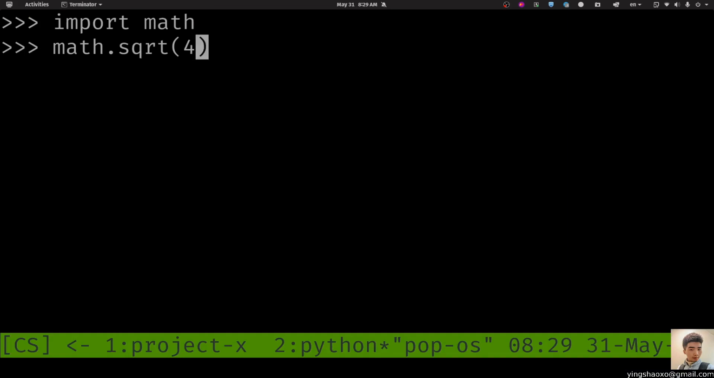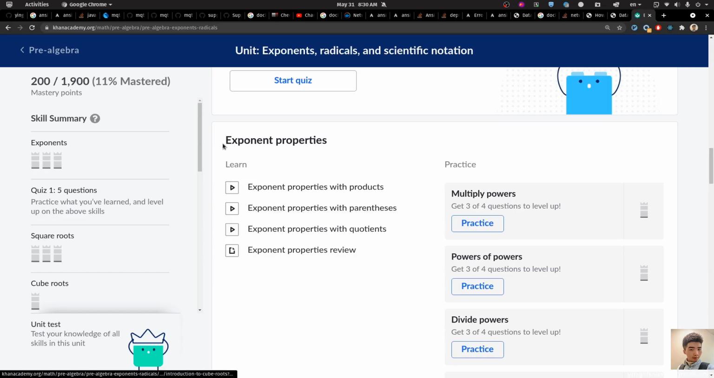So what's the square root of 4? The answer is 2. What's the square root of 16? The answer will be 4. Then for the exponent, it has some properties for you to remember.